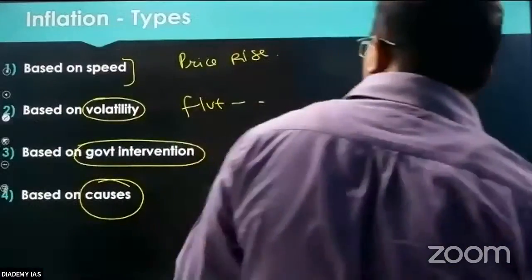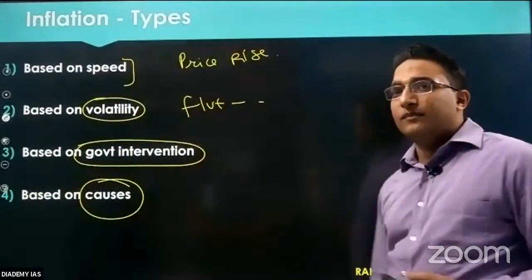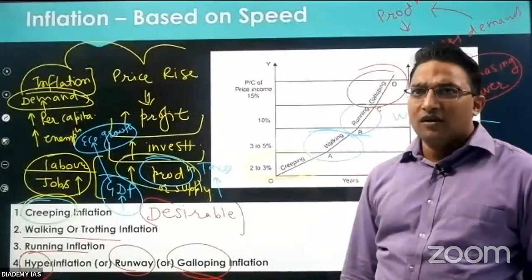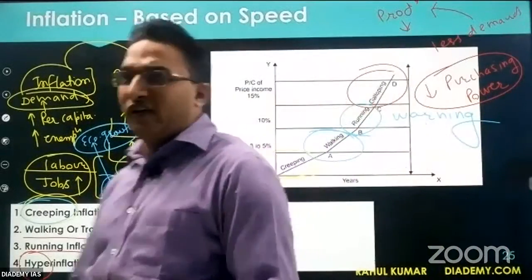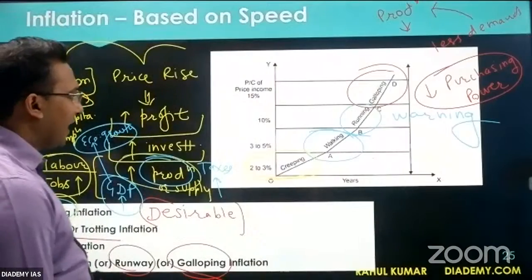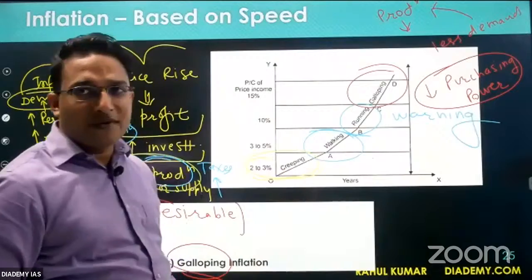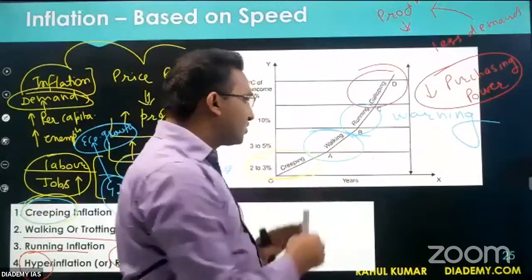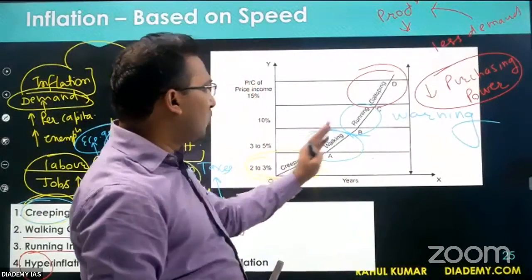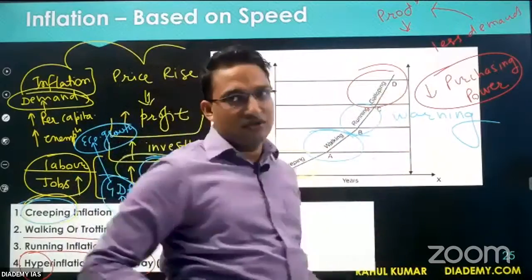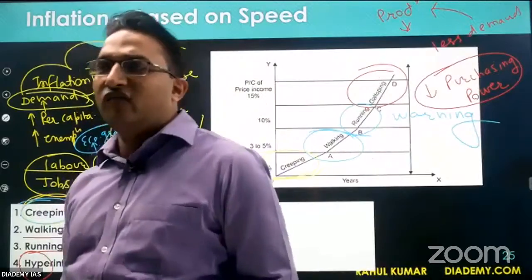Or third can be because of government intervention, and then based upon the causes of inflation, right? So to start with, based upon the speed of inflation, it can be creeping inflation where the rate of increase is 2% to 3%, or it can be walking inflation where the rate of inflation is 3% to 5%, or it can be running inflation, or it can be galloping inflation. So these are the 4 different categories of inflation possible.